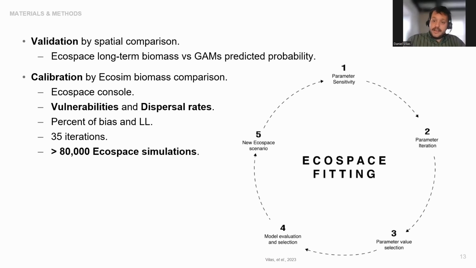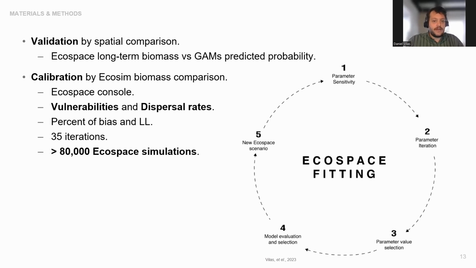Then once we got the most sensitive parameters, we ran through multiple values for those parameters until we found the best value for each parameter, which leads to a lower percent of bias, trying to minimize the likelihood between Ecosim and Ecospace. We did that until there was no more improvement on the model.